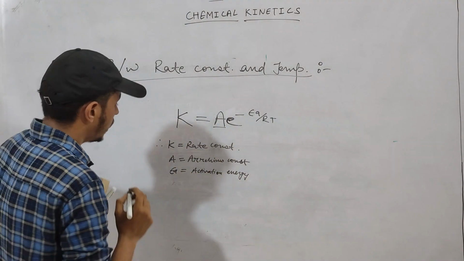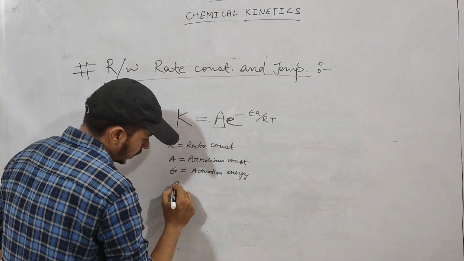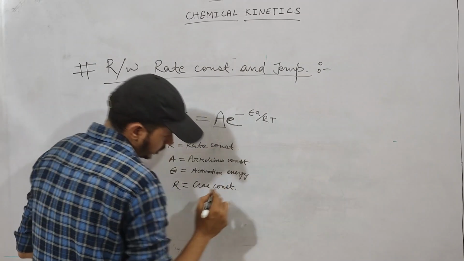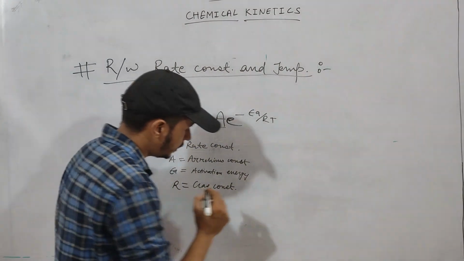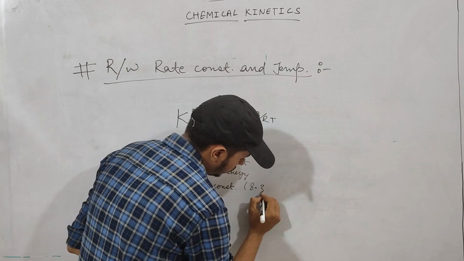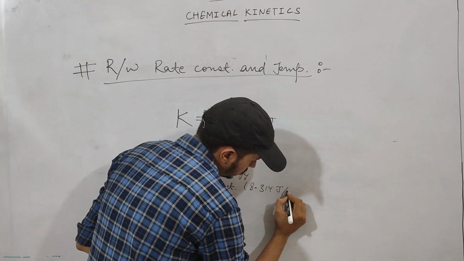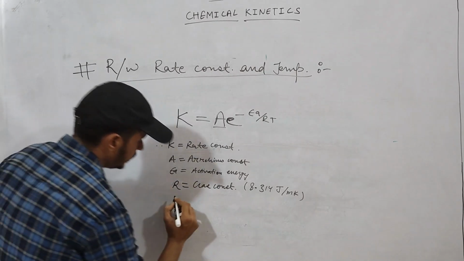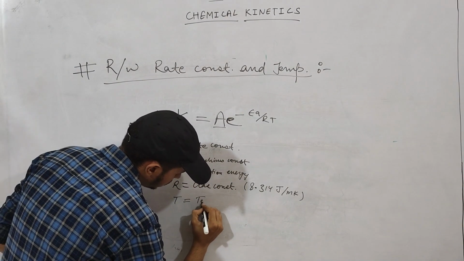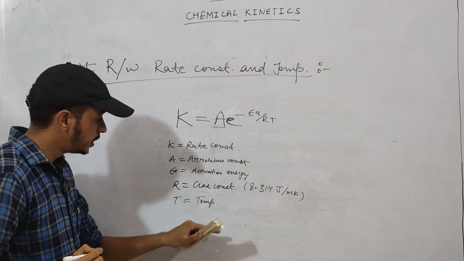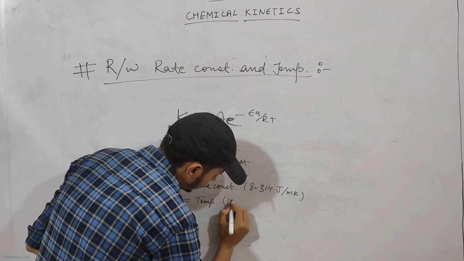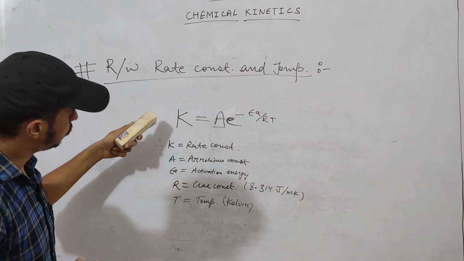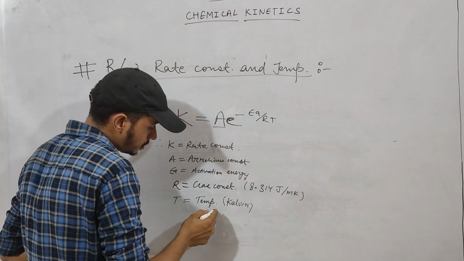R is the gas constant, and you should learn this value of R. It is 8.314 joule per mole Kelvin. So it is the value of R, and T is temperature. And the thing is that the temperature should always be taken in Kelvin. When we solve numerical problems, the temperature should always be in Kelvin.